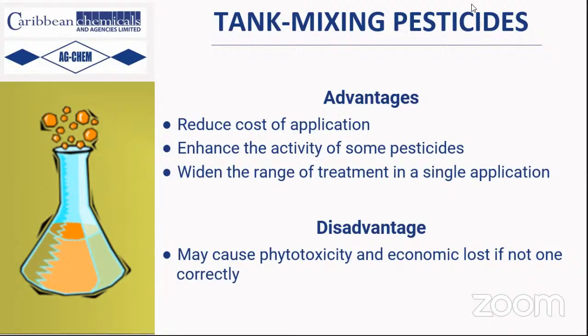All right, tank mixing pesticides, advantages. It reduces the cost of application. You can apply a fungicide, an insecticide, and maybe a miticide together all at once and reduce the labor cost for applying those three pesticides. You control a wider range of pests also. And in some cases, where you have a synergistic effect, it enhances some pesticides. So you can apply a wide range of treatments at once and at a lower cost, basically.